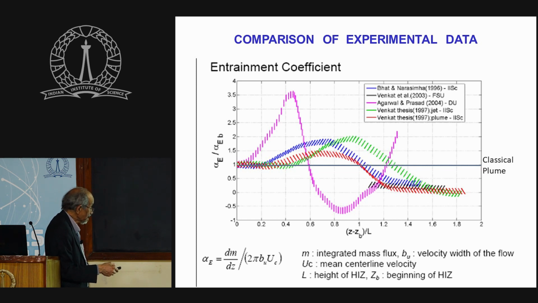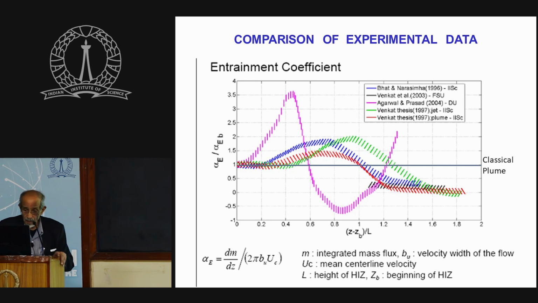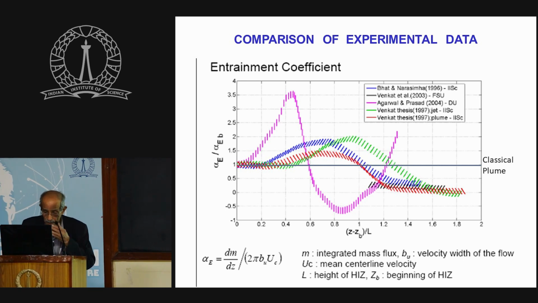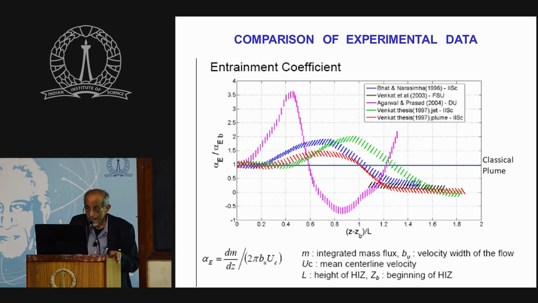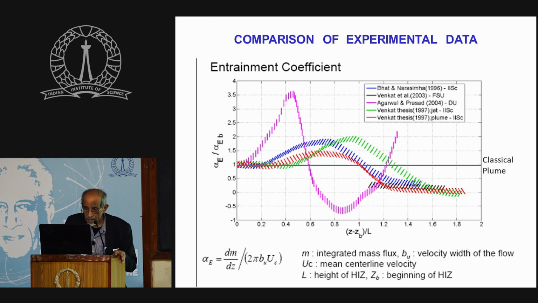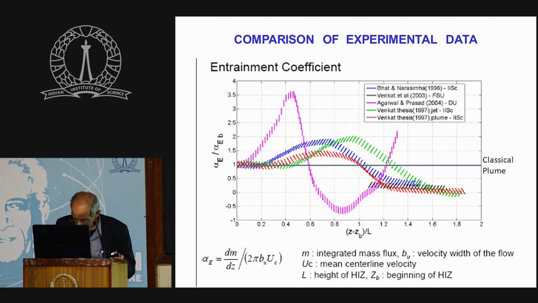This one, however, is somewhat unusual. It's a huge value here. Comes down to very low values, negative values, and then goes up once again. But I think there were some problems with analyzing this data, and Saurabh Dhawan and I have been looking at it very closely. Maybe there is something which we will have out in the near future. So that is, however, the general character of what happens.